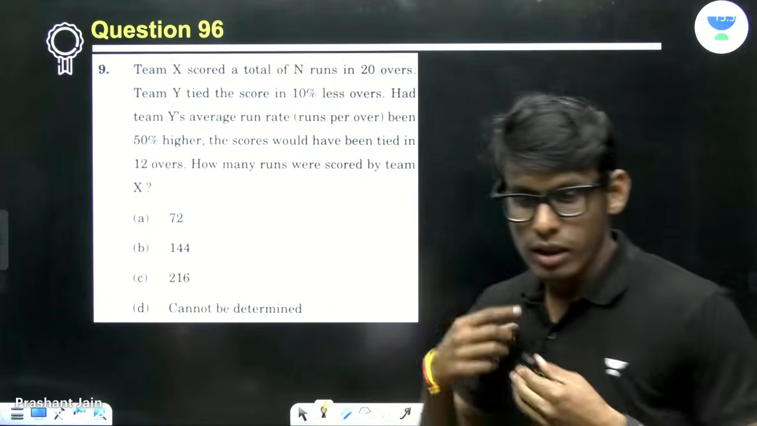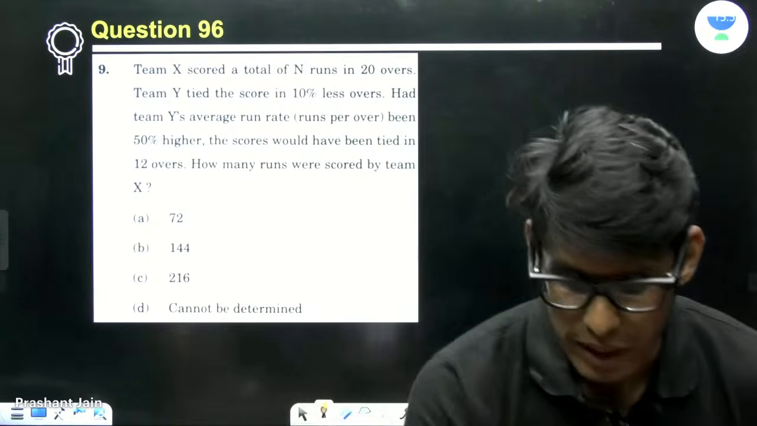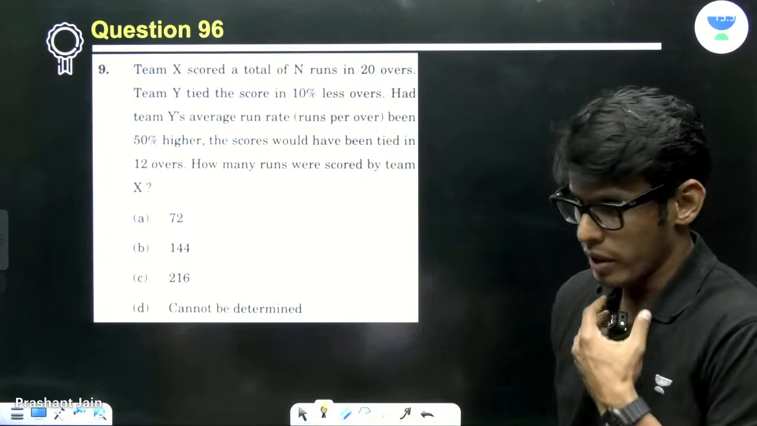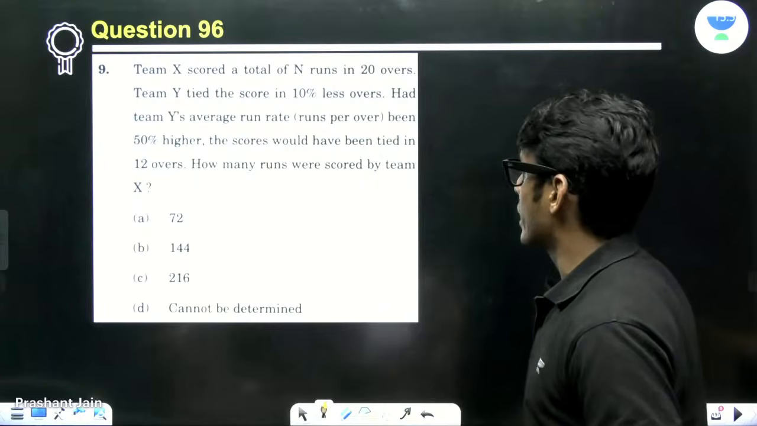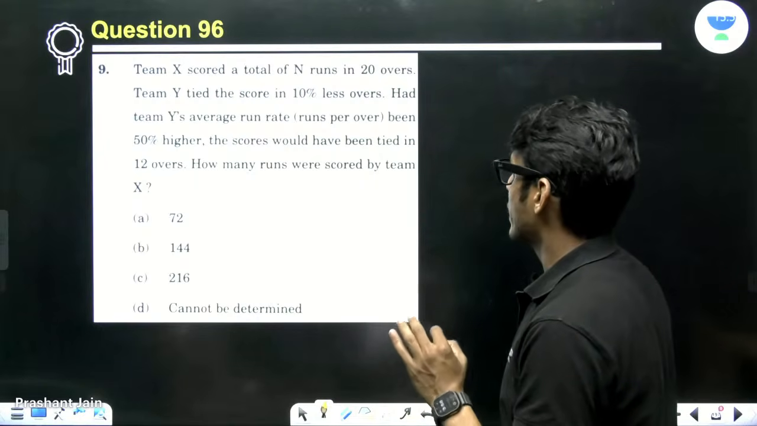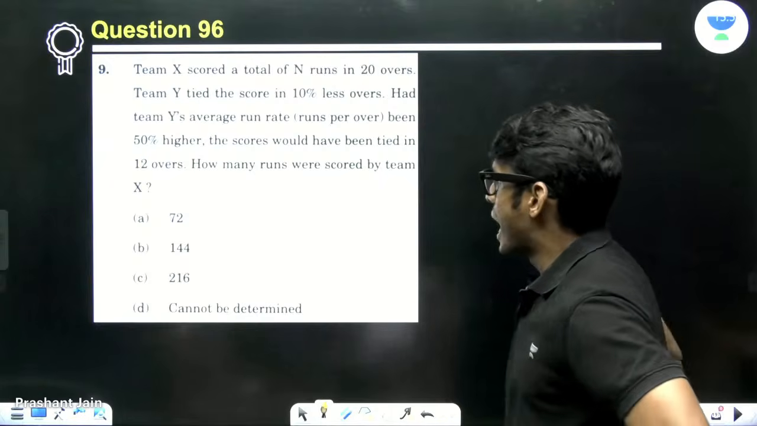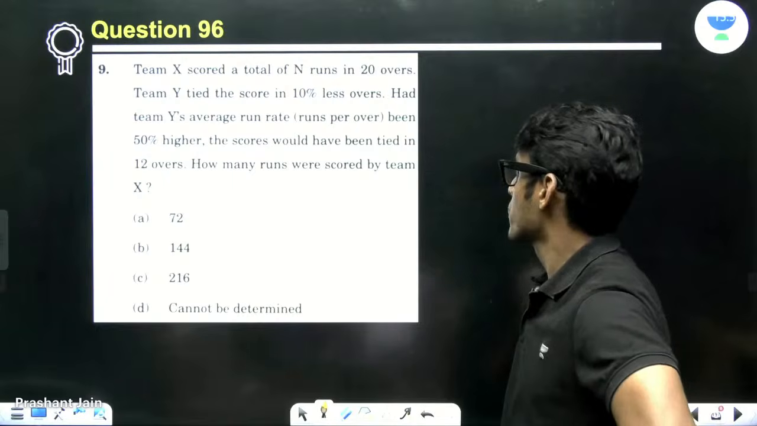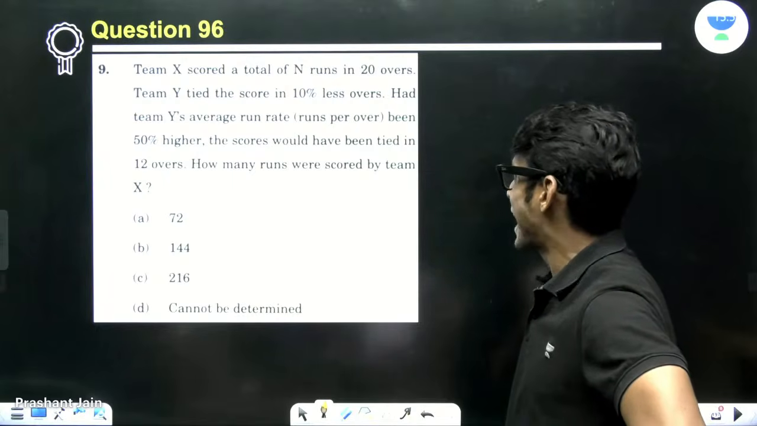Done? Not attempted yet? Let me attempt it then, guys. Okay. So, Team X scored a total of n runs in 20 overs. Team Y tied the score in 10% less overs. Had Team Y average run rate been 50% higher, the runs scored would have been tied in 12 overs.